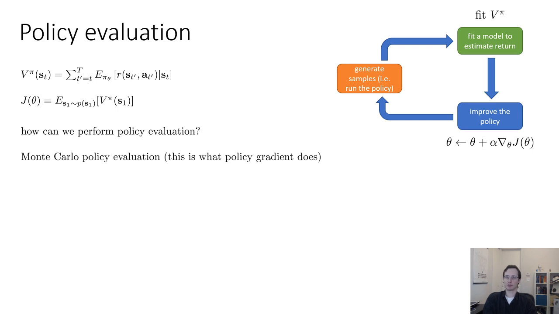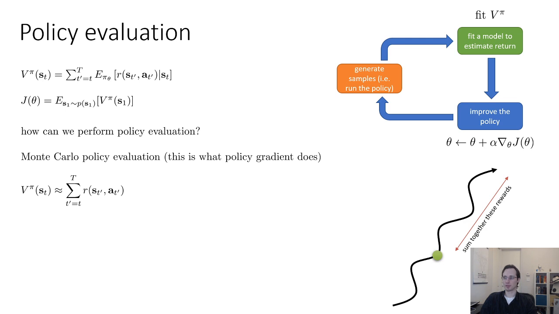Well, one very simple thing to do is what's called Monte Carlo policy evaluation. This is basically what policy gradient does. We've already learned about this, we just didn't use this name before. So Monte Carlo policy evaluation is when you actually generate samples from your policy, run them, and see what the total reward you get is. So in this case, you would want the value at a particular state to be approximately equal to the sum of rewards starting at that state until the end. So if you just sum together the rewards in the tail of the trajectory, you use those as labels for the value function at that state.